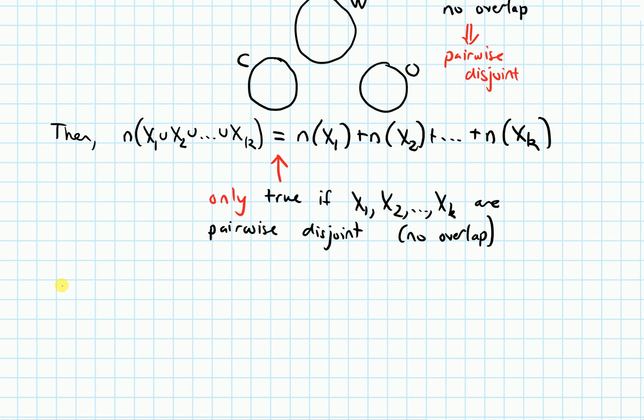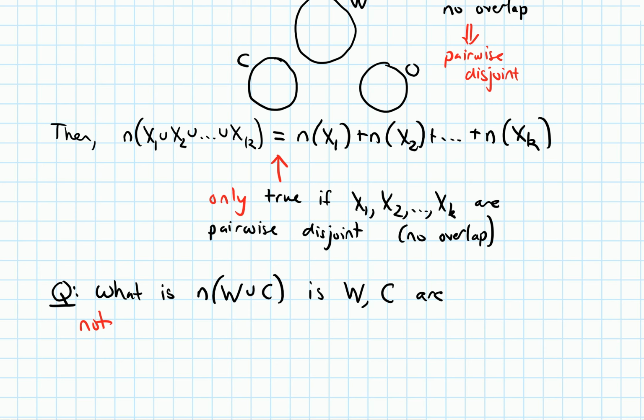So the question that I want to end this video and leave for you to think about before our next lecture is, what is the number of elements in a union if W and C, our two sets, are not disjoint? So if they do have overlap, if there are some elements that are in both of them. And the answer to this question we will talk about in our next section, 1.3.